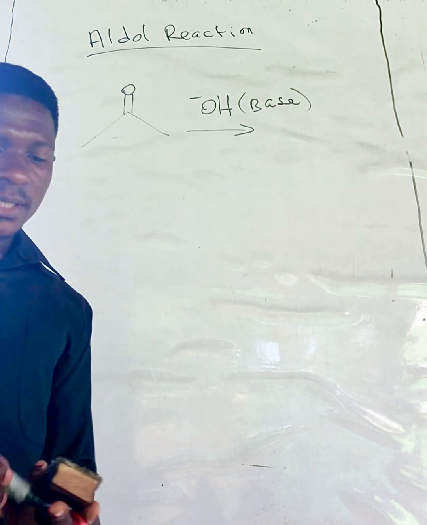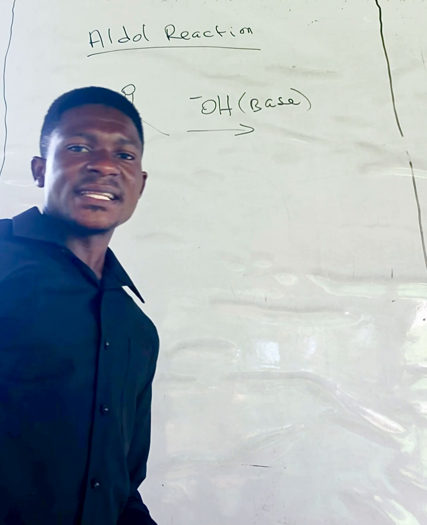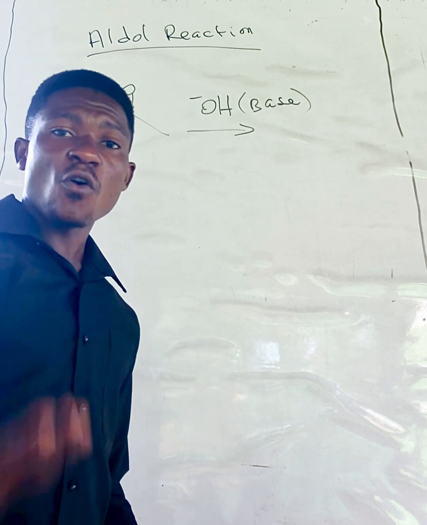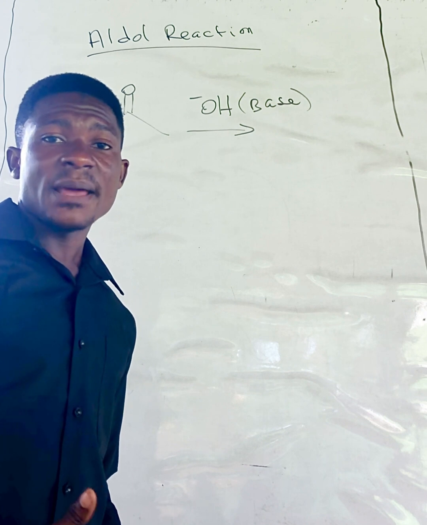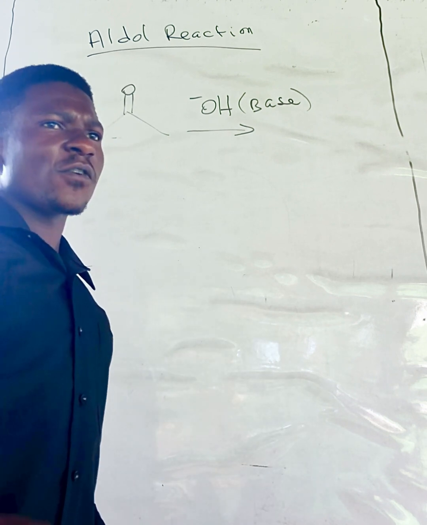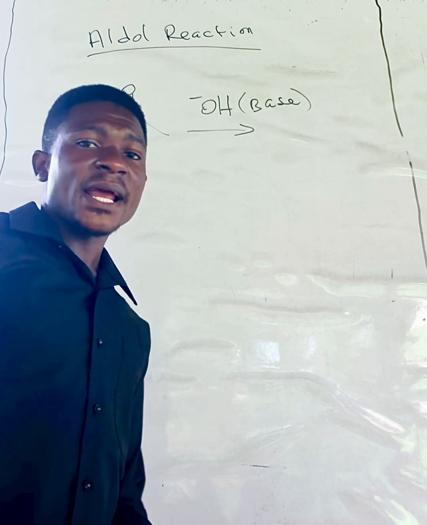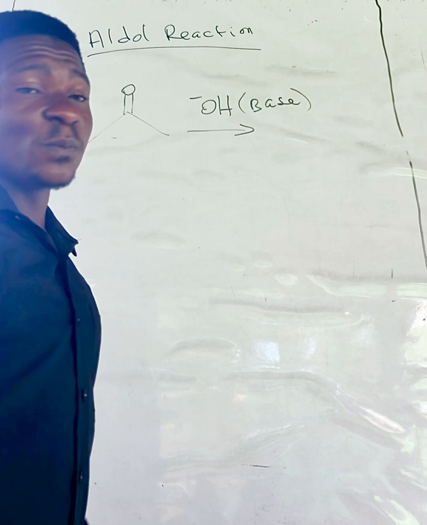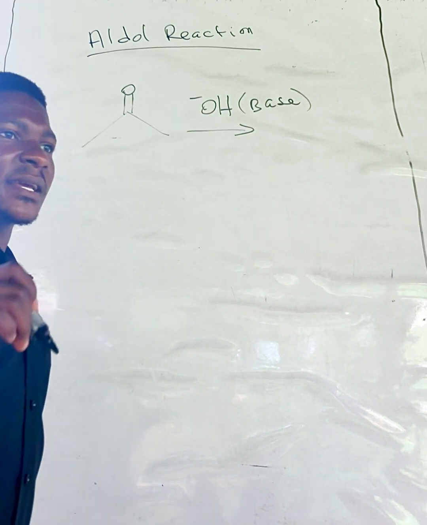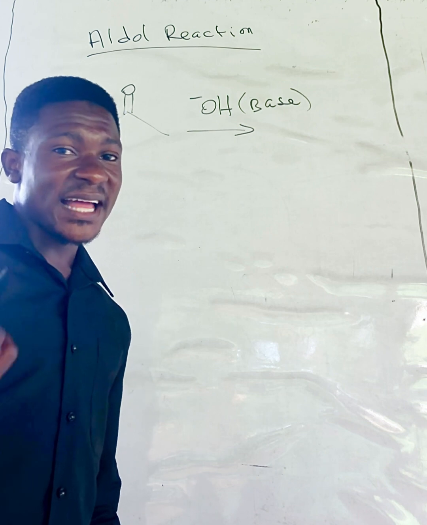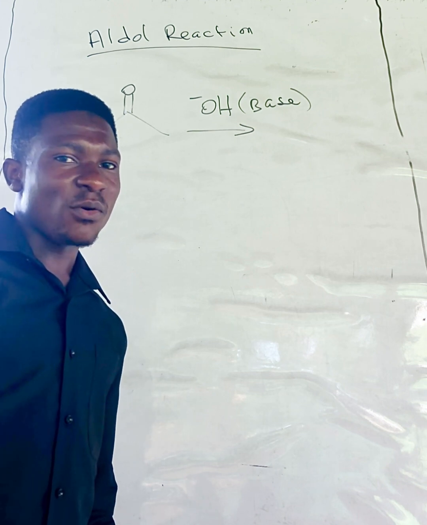Okay, good. And what is the work of the base? The base is to help us form a carbanion. All right, the base is here to help us form a carbanion. And from the video that I made regarding how carbanions are formed, what do we know? We know that carbanions are formed when the alpha hydrogen attached to an alpha carbon is abstracted.